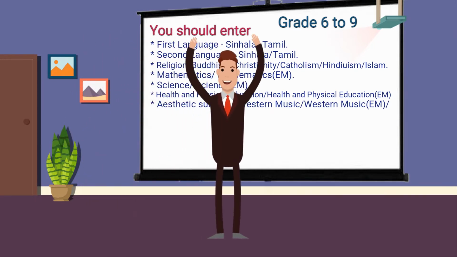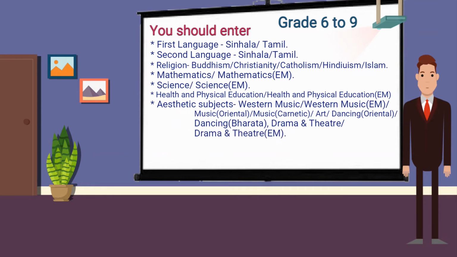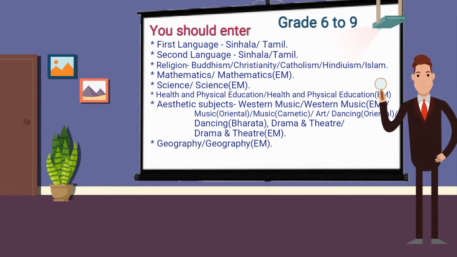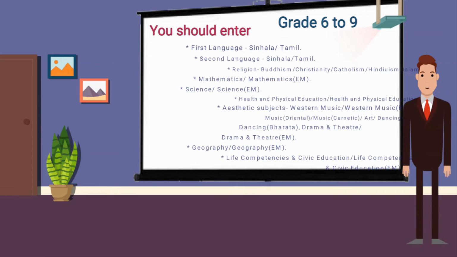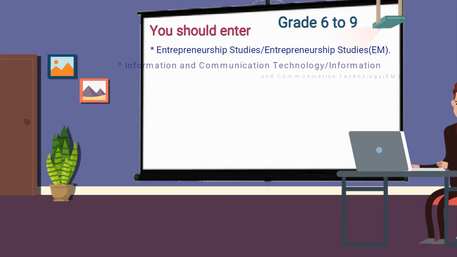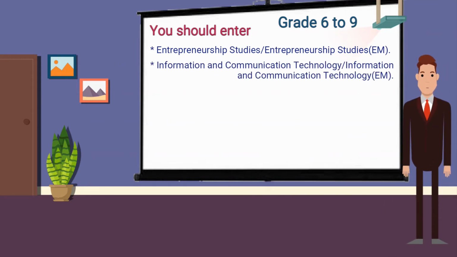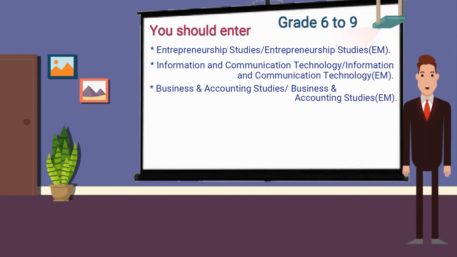Aesthetic subjects: Western music, or Western music EM, or music Oriental, or music Carnatic, or art, or dancing Oriental, or dancing Bharata, drama and theatre EM. Geography, or geography EM, or life competencies and civic education, or life competencies and civic education EM, or entrepreneurship studies EM. Information and Communication Technology, or Information and Communication Technology EM. Business and Accounting Studies, or Business and Accounting Studies EM. Pali, Sanskrit, French, German, Hindi, Japanese, Arabic, Chinese, Russian, Korean.